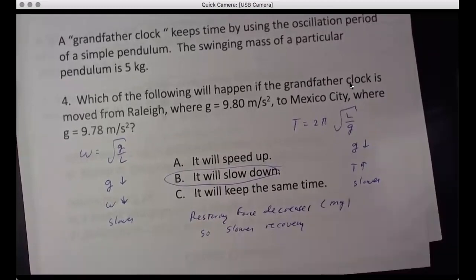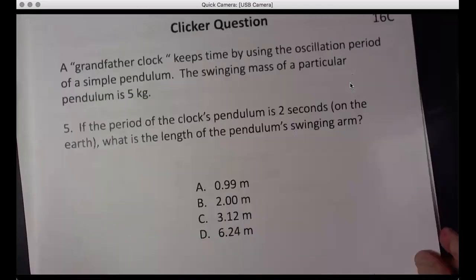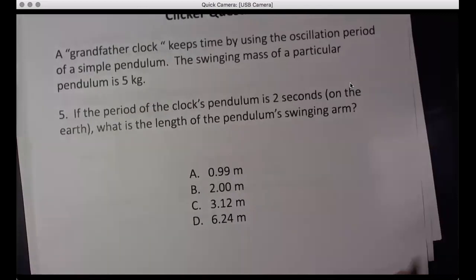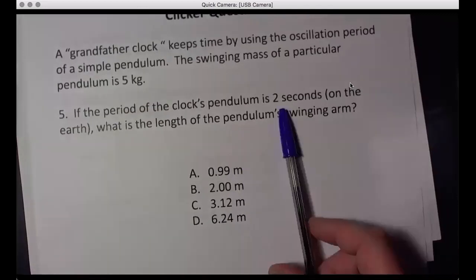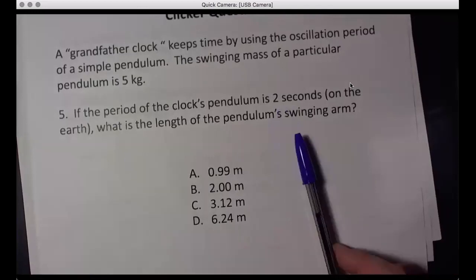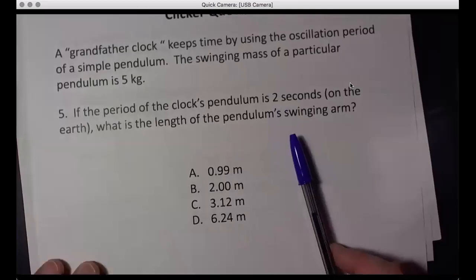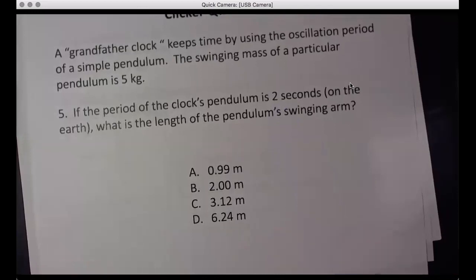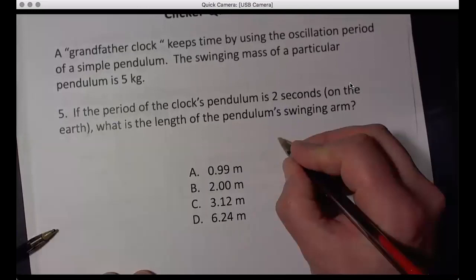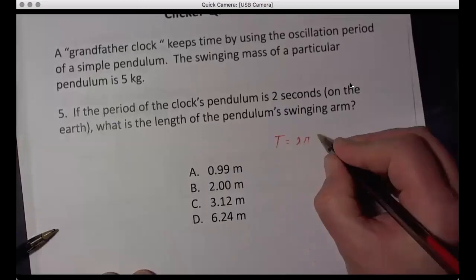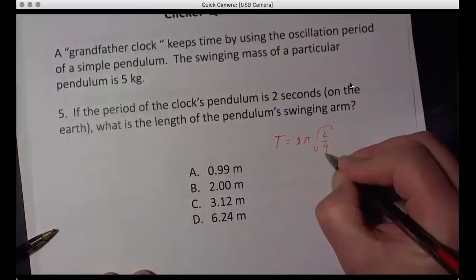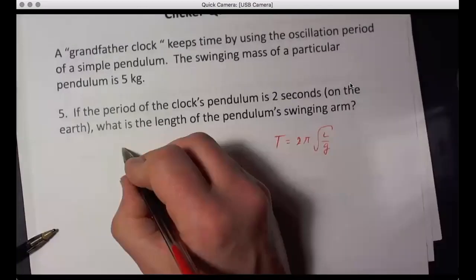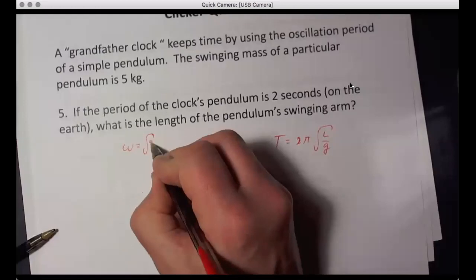Okay, and now that brings us to part 5. Same problem at the top. The period of the clock's pendulum is 2 seconds on the Earth. What's the length of the swinging arm? Okay, so in this case we have no choice. We'll use this one. T is 2 pi the square root of L over G. And of course, remember that omega is equal to square root of G over L.